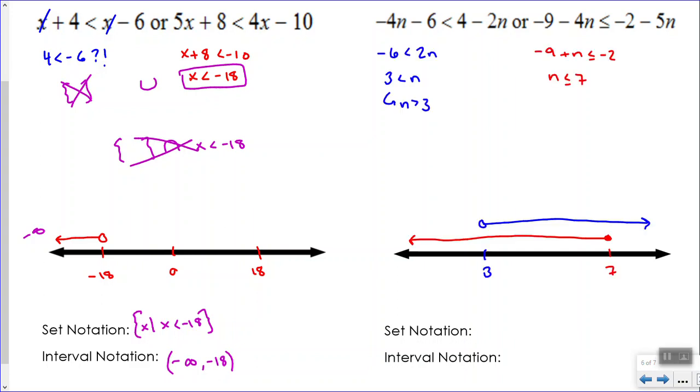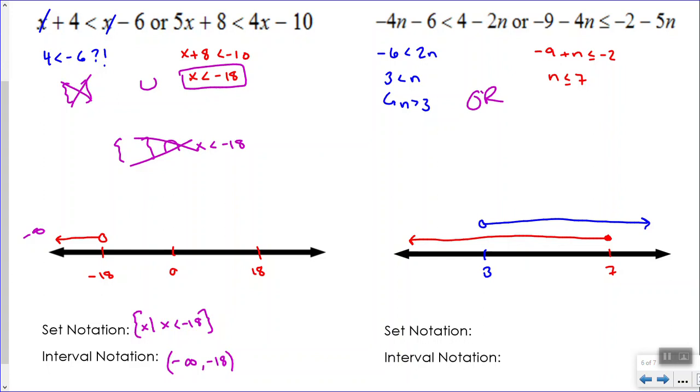Alright, so when we solve the inequality on the left, we get n is greater than 3. And when we solve the inequality on the right-hand side, we get n is less than or equal to 7. So now I'm going to take these two inequalities and combine them together with OR, the union. Now, we want to think about the best, most simplified way to represent our answer.